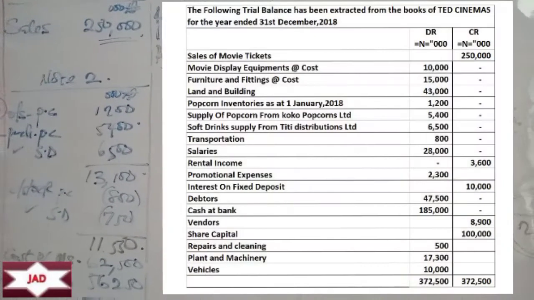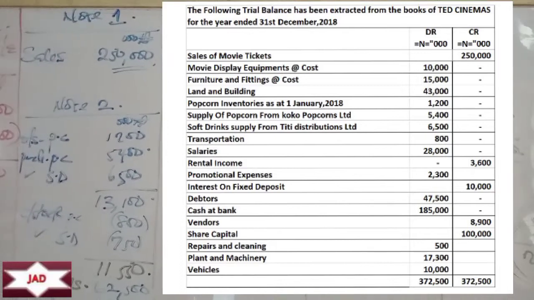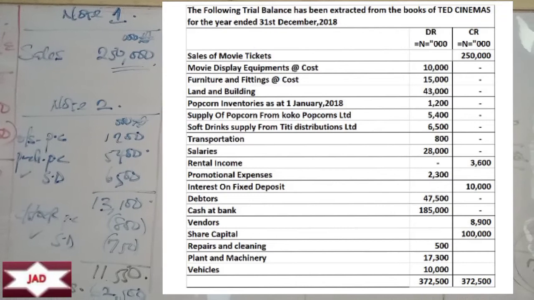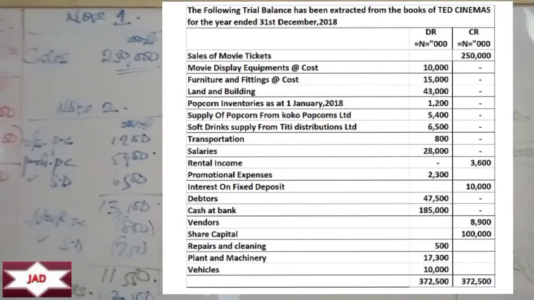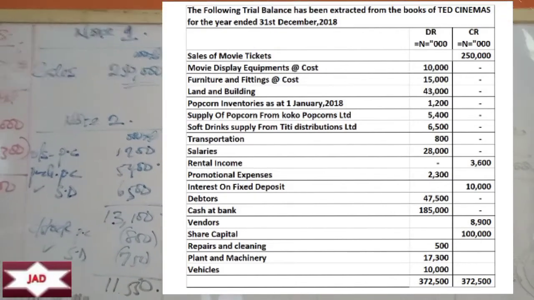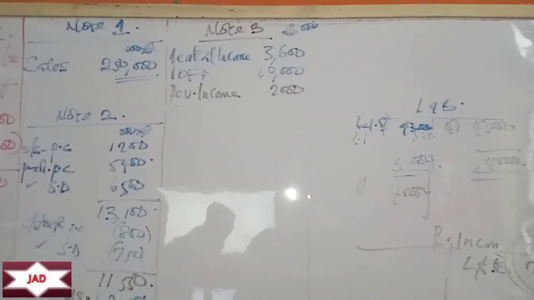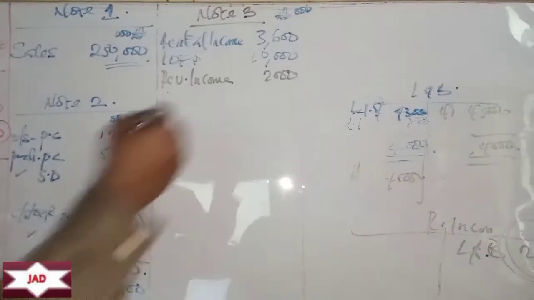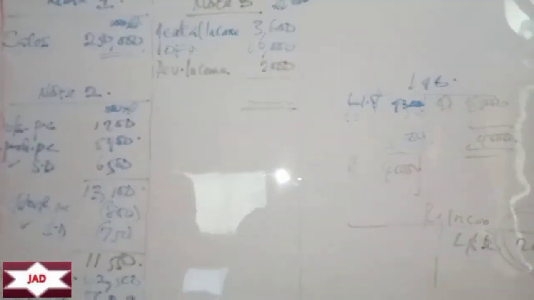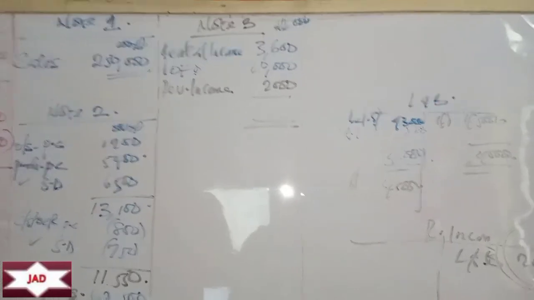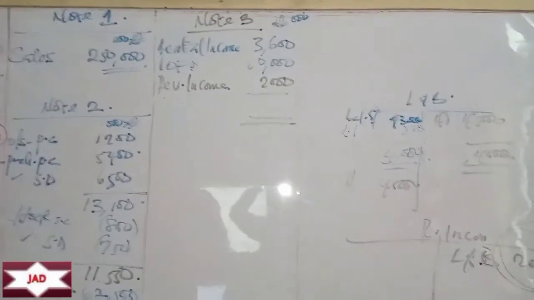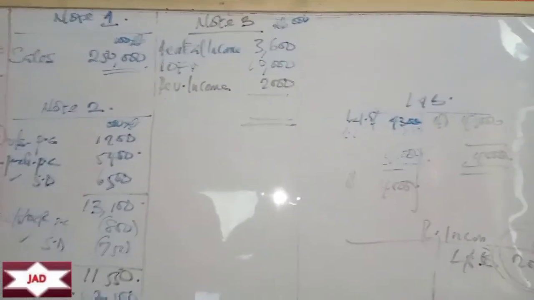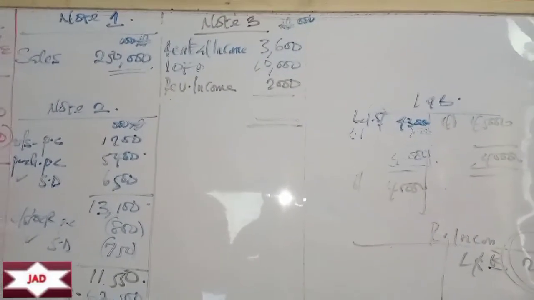What's the next income item? Is there another income item there? I cannot find any other income item. So basically other incomes here, the total, we have 3,600 plus 10,000, plus 2,000, that's 15,600.